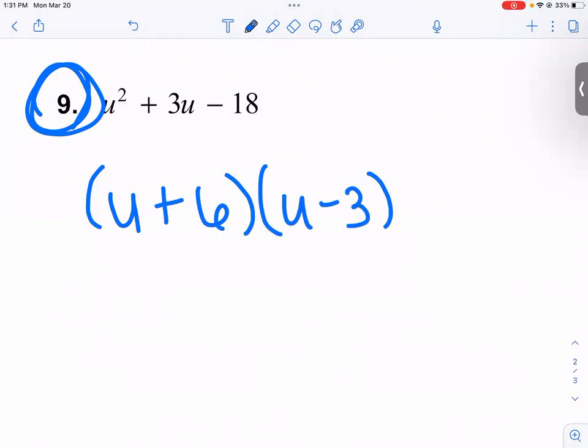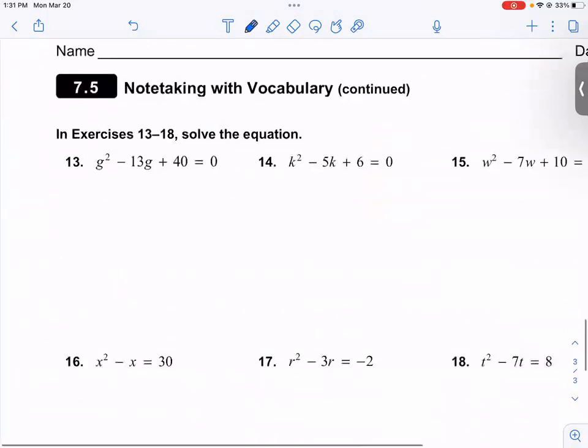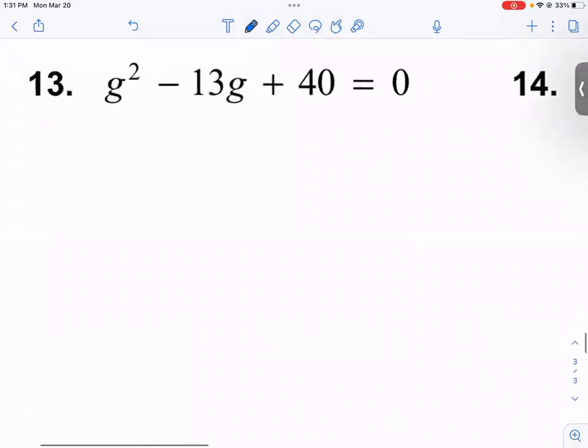Love it. Okay. Now, what's the purpose of this? This just seems like a waste of time right now. Okay, I'm going to tell you. What if you had a polynomial equal to 0? Now you can turn the page.